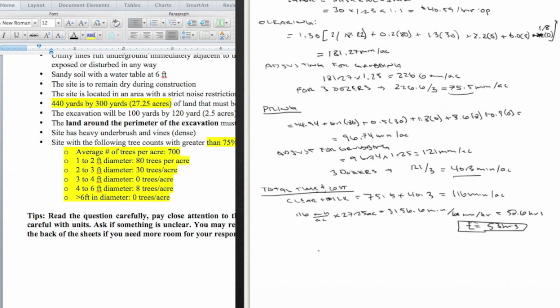The cost is just as easy as it sounds. Now that we have the time, it's 53 hours times the loaded labor rate, which was $40.59 per hour per operator, times the fact that we have 3 operators. The hours cancel, the operators cancel, and we're left with dollars. That comes out to $6,453.81. And there is your solution.